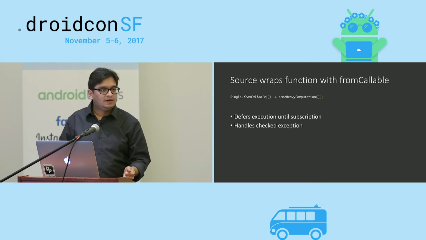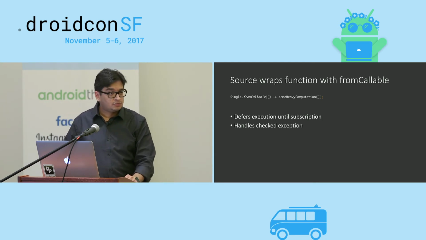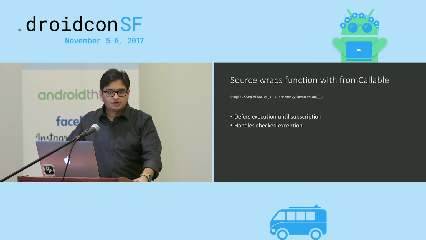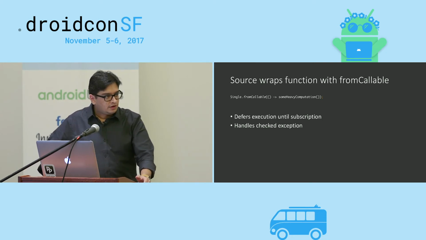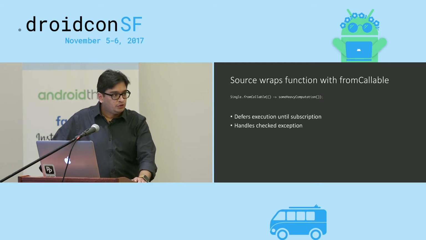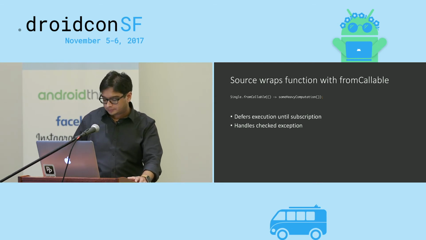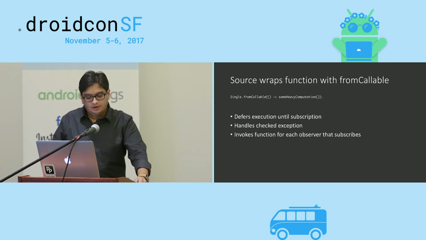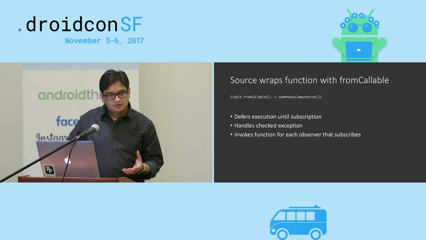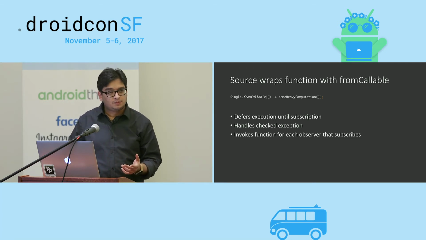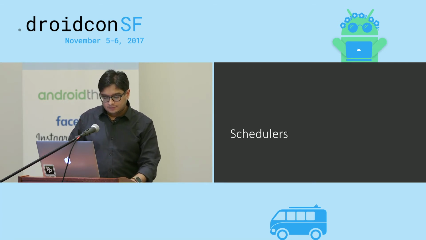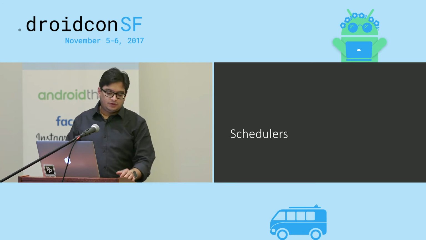It also handles the checked exception. Like say some heavy computation were to error out for whatever reason, it's going to call on error on the Single and it will handle it for you. There's nothing else that you need to do. Anytime a new subscriber subscribes to this line of code, it's going to execute some heavy computation again. There is no sharing of observables between them. So good, so we looked at that.